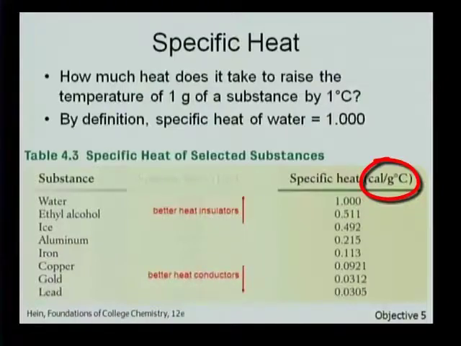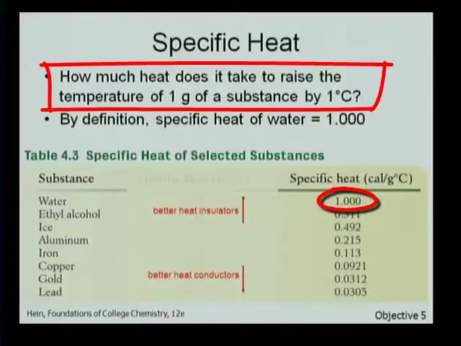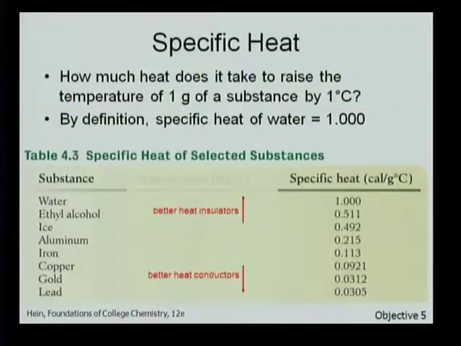So the units on specific heat are little c calories divided by grams degrees C. And for water we define that as 1. So another way of saying that is how much heat does it take, and that's the energy that we're putting into the system, to increase the temperature of 1 gram of a substance by 1 degree centigrade. So it takes 1 little c calorie in order to raise 1 gram of water by 1 degree centigrade. And by definition, that specific heat of water is called 1.000. That's the first thing that I want you to take from this slide.